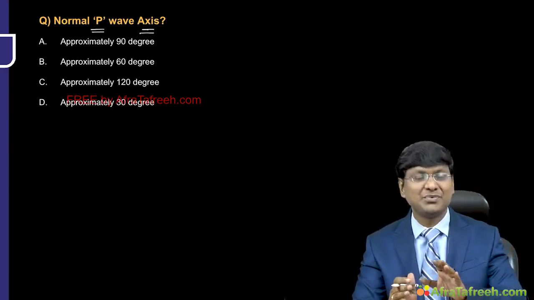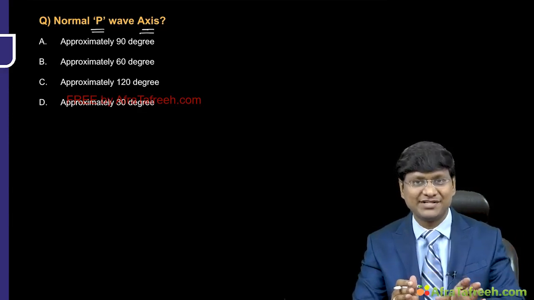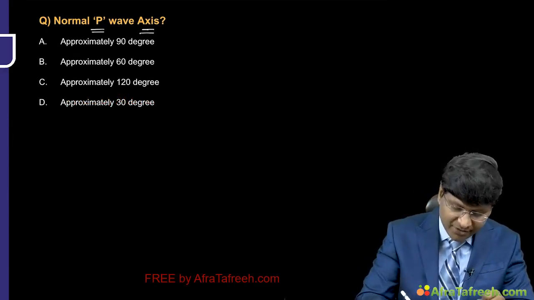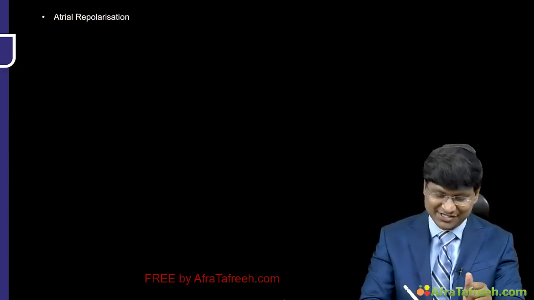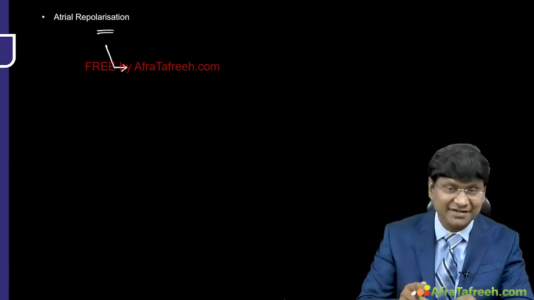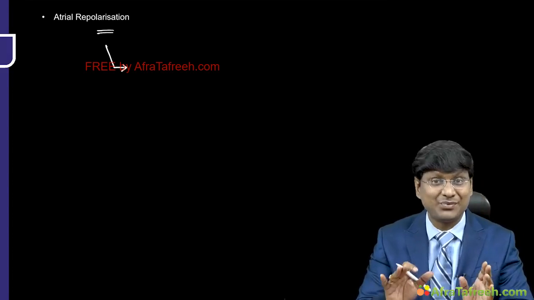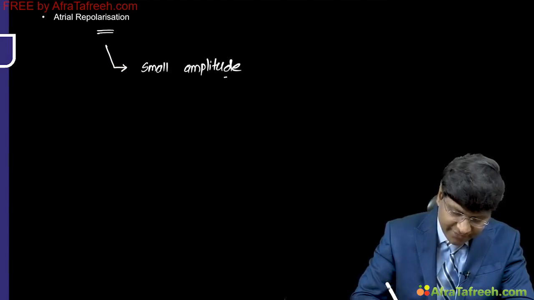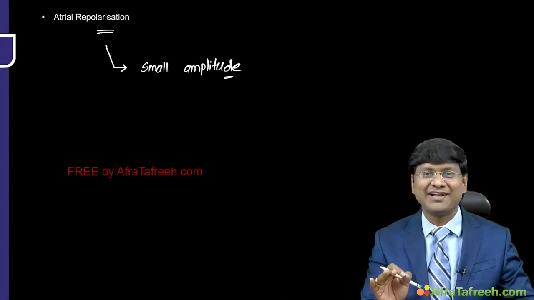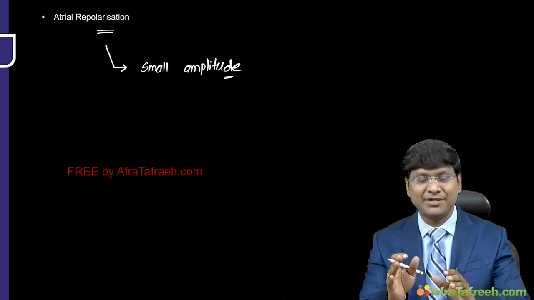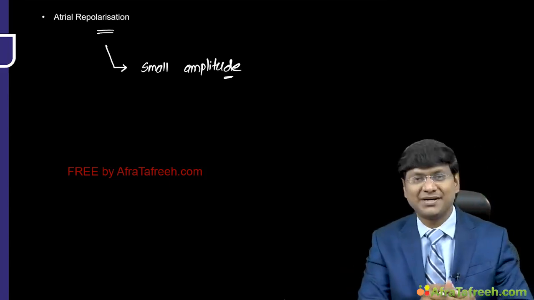So what does the P wave represent? It is a wave of depolarization. At the same time, you also need to know what happens to the wave of atrial repolarization. You don't see that particularly in the entire ECG complex. Why? Because the wave of atrial repolarization has a small amplitude, and this smaller amplitude wave is masked by the QRS complex.